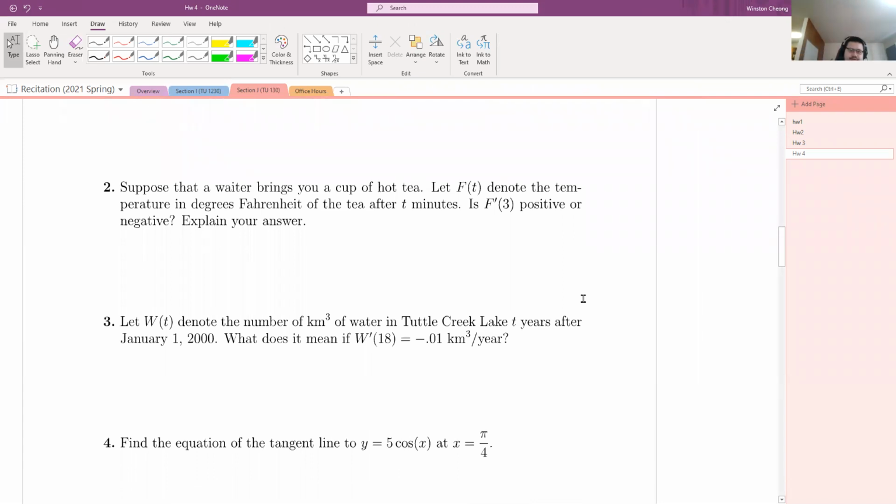Right. So number 2 is just real world interpretation. You're given a cup of hot tea, and it's asking you f prime of 3, whether that is positive or negative. So is the temperature increasing or decreasing 3 minutes after you've been given the cup? You should definitely say that this is negative, since the temperature will decrease.